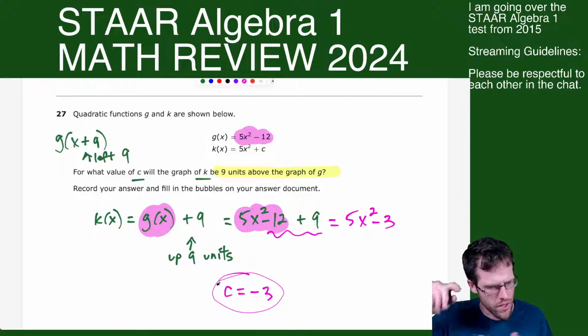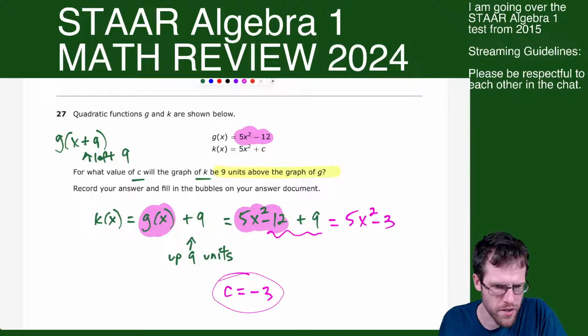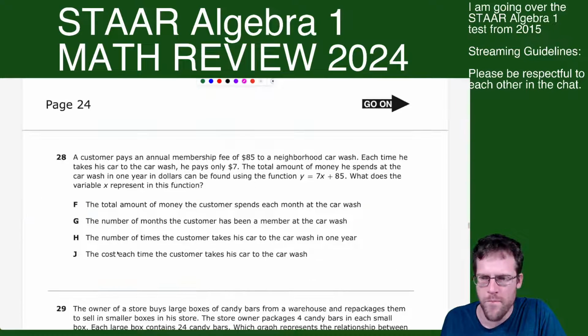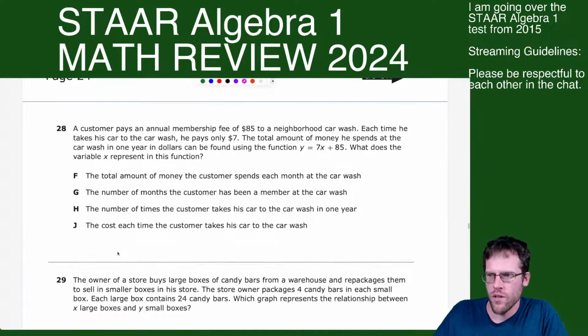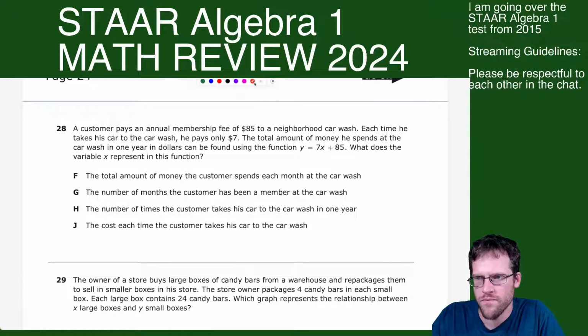Okay, tricky question. You got to know your transformations here. So yeah. All right. So going on here, we have another linear function. The STAAR exam loves linear functions. I don't know why, but there's a lot of linear equations here.